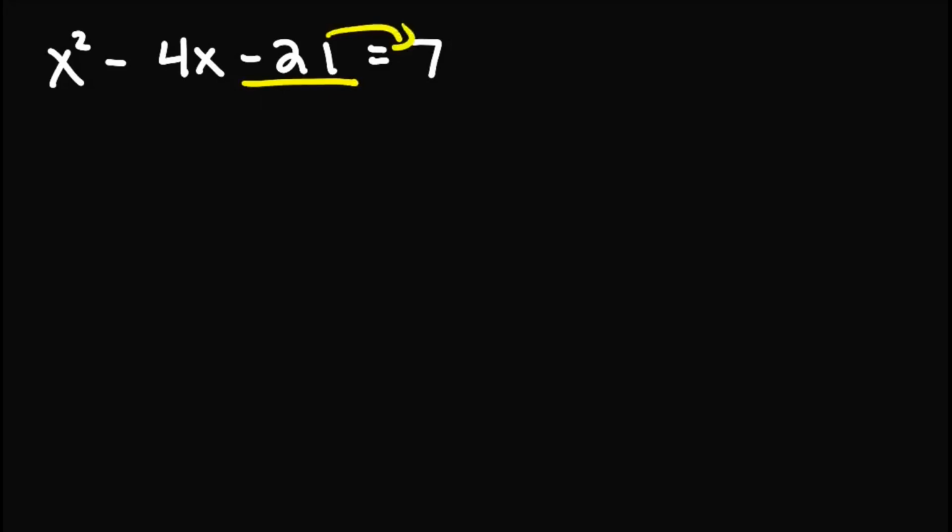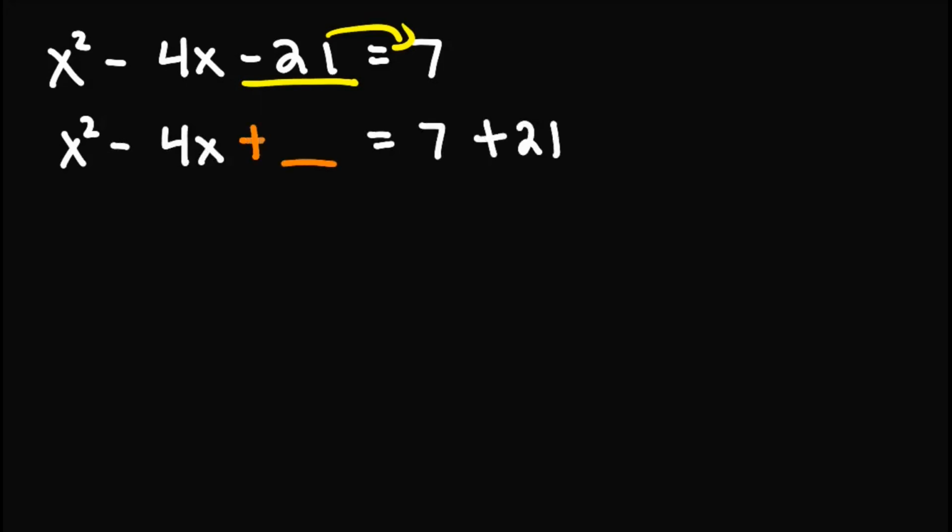Let's try another example. Let's have x squared minus 4x minus 21 equals 7. Again, the first step is to move this term without a variable to the right side of the equation. And so we obtain x squared minus 4x equals 7 plus 21. Now it's completing the square time. So we add something out here and something out here.